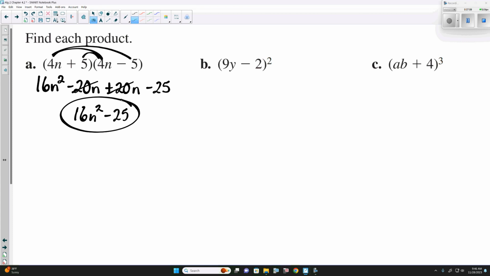9y minus 2, squared. Now, according to the properties that they were giving us for this here, a minus b squared would be a squared minus 2ab plus b squared. And we would plug in 9y as a, 2 as b, and kind of follow that pattern, which should give us 81y squared minus 36y plus 4.